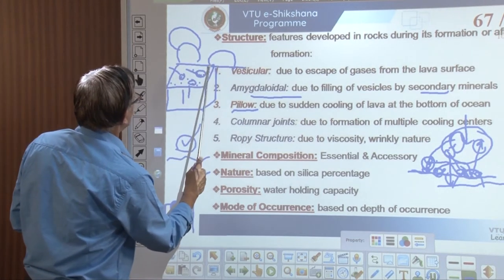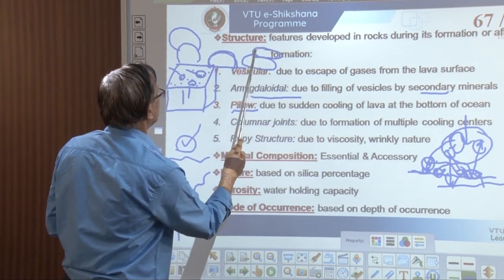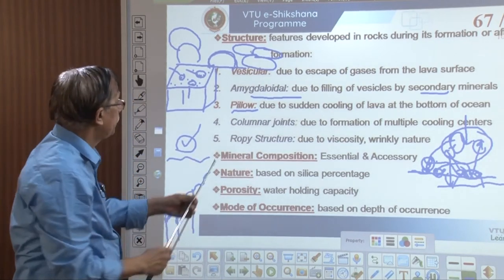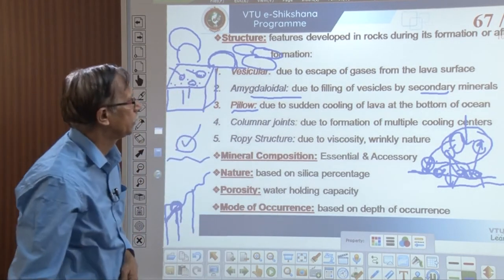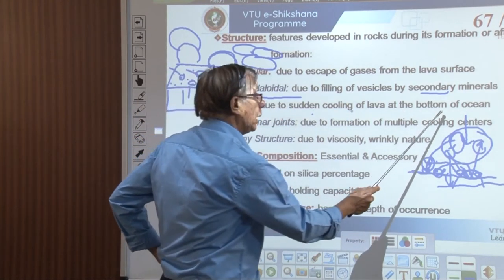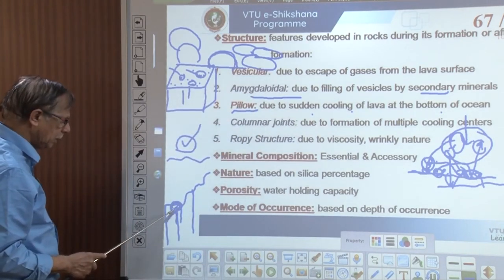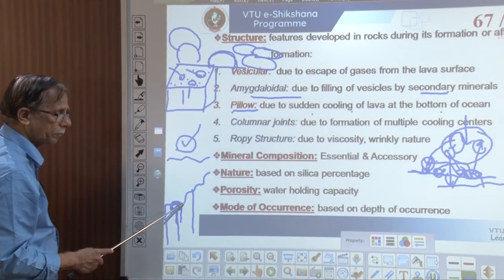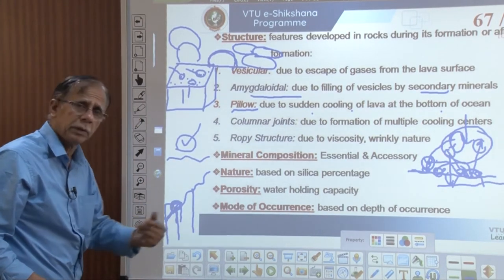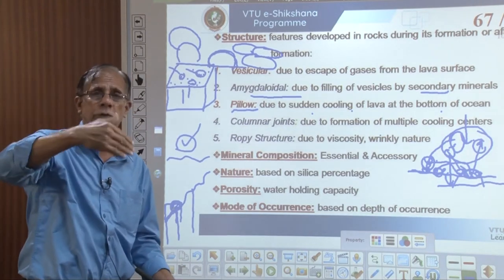If this is the ground, pillow. And if there are a number like that, pillow-like, laid one over the other, like that, pillow structures are developed. This is because of sudden cooling of lava in the bottom, that is the ocean, but not very deep, not very, very shallow. Somewhere, say, 8 meter depth, 10 meter depth. Approximately 50 meter, not thousands of meter.